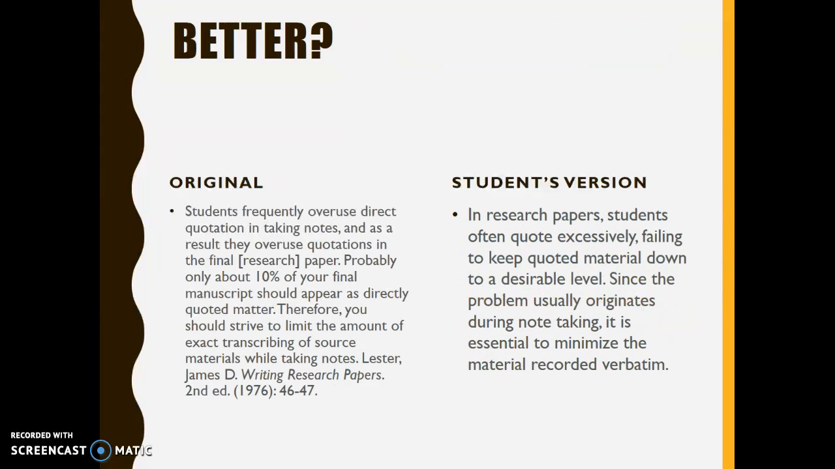What about this version? Looks a little better, right? In research papers, students often quote excessively, failing to keep quoted material down. Since the problem originates in note-taking, it's essential to minimize it. It's better, right? This is a much better version. Unfortunately, the version on the right is plagiarized. Why? There's no citation. So although sometimes in research we get bogged down with we have 4 sources in front of us and we're taking material, it's really important to keep track of where you get material from. If this were to come up in a SafeAssign checker, it would come up as this was taken from somewhere. So you have to make sure that you're always citing the material. So again, you would do that in APA.